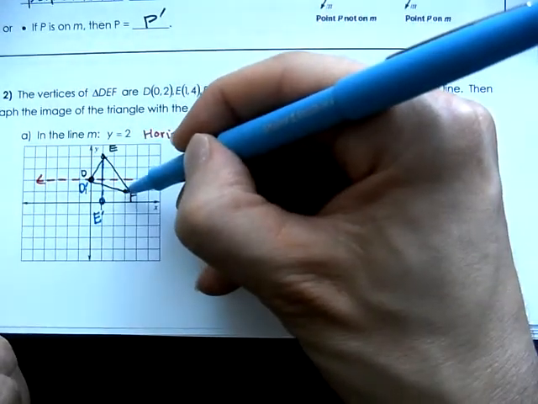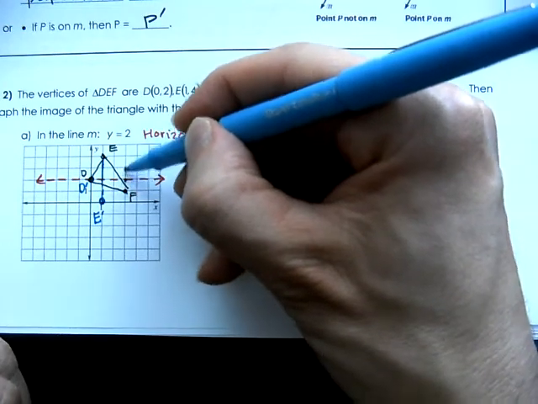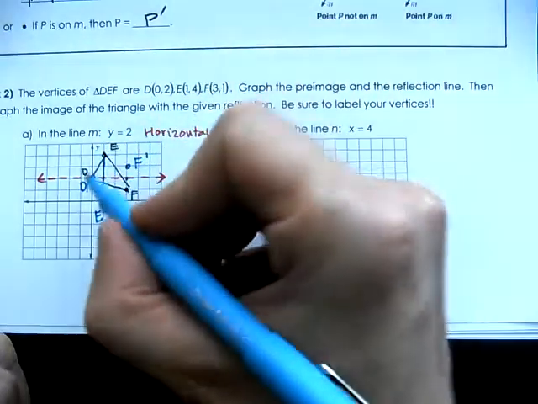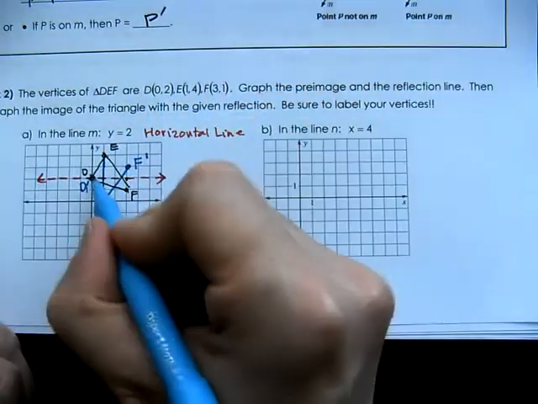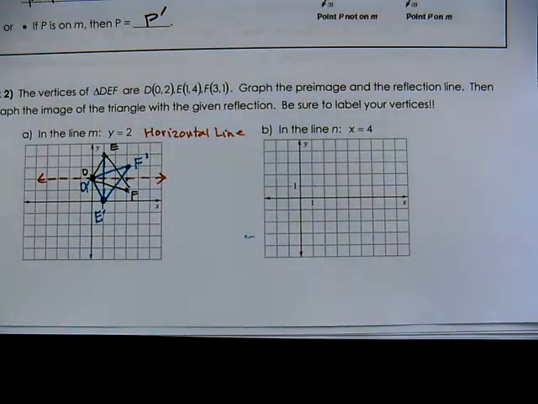Point F now, to finish up, is 1 unit below the line of reflection, so count 1 unit above the line of reflection. There's F prime. Connect these, so D prime to E prime to F prime, and back again. You can see that we now have 2 triangles. One is sort of layered over the other as we have reflected it over that line of reflection.